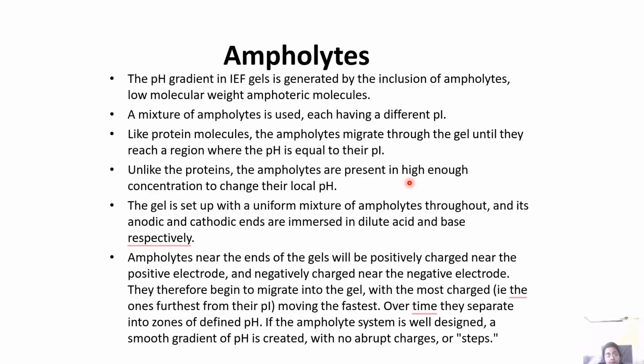So the gel is set up with a uniform mixture of ampholytes throughout, and its anodic and cathodic ends are immersed in dilute acid and base respectively. So ampholytes near the ends of the gel will be positively charged near the positive electrode and negatively charged near the negative electrode. They therefore begin to migrate into the gel, with the most charged, that is the ones furthest from their pI, moving the fastest. Over time they separate into zones of defined pH. If the ampholyte system is well designed, a smooth gradient of pH is created with no abrupt changes or steps.